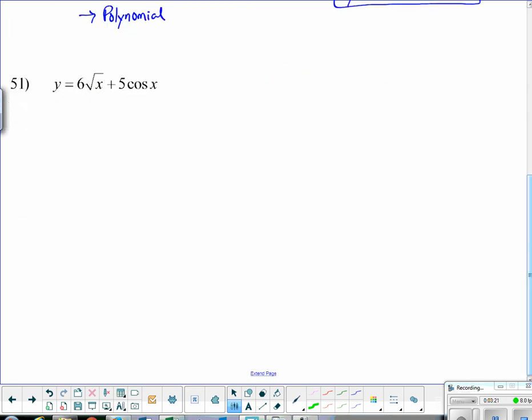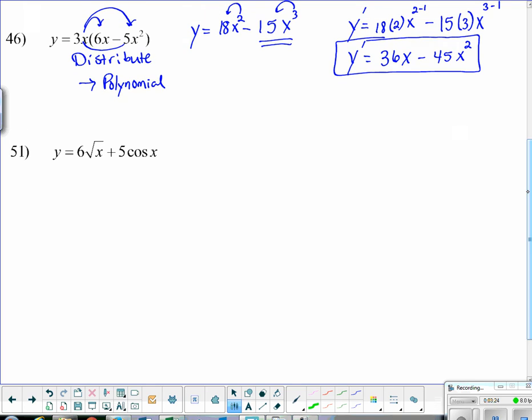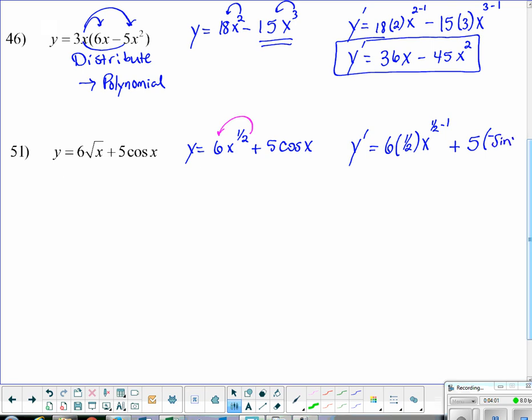51, I think I want to rewrite some of that, especially the square root. So let's rewrite this function. Y equals 6x to the 1/2 power plus 5 cosine of x. To take the derivative, we're going to use the power rule on the first term. Of course, this half comes down, multiplies, so I'm going to have 6 times the 1/2, x to the 1/2 minus 1, plus derivative of cosine will be 5 times negative sine x.